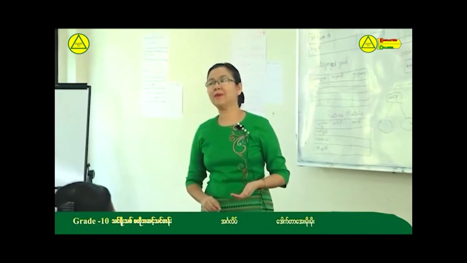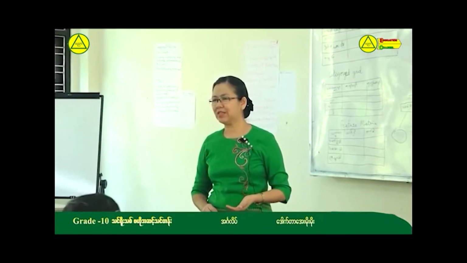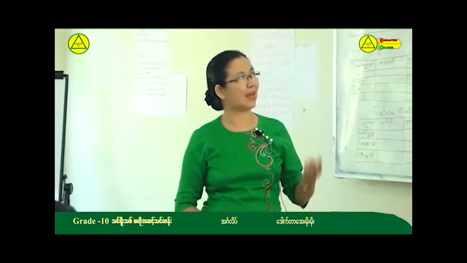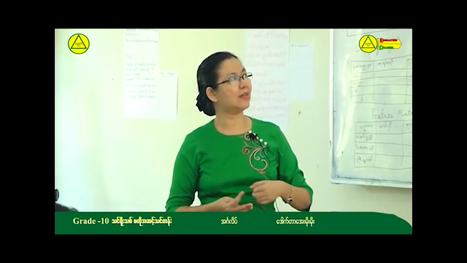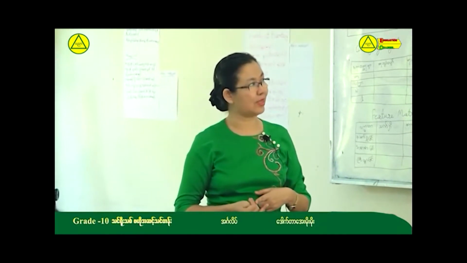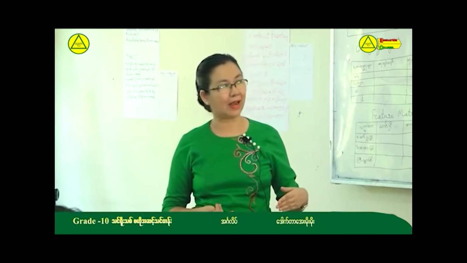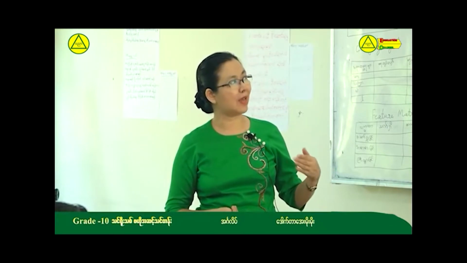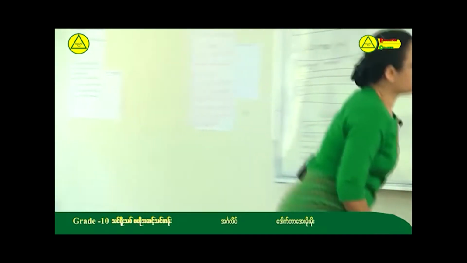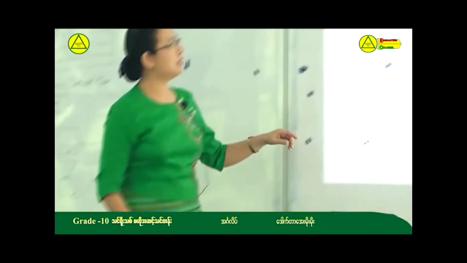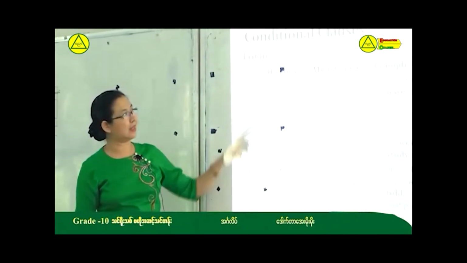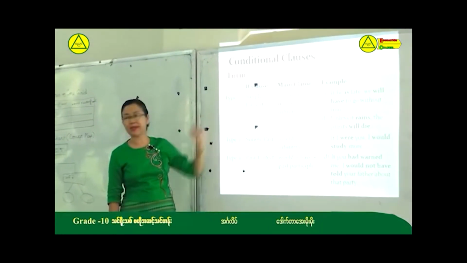So how many types of sentences did you see in the if tense? Three types. No? Type 1, type 2, and type 3. No? Remember type 1 to 3. Type 1: in type 1, you can see, no, two clauses. They are the if clause and the main clause.